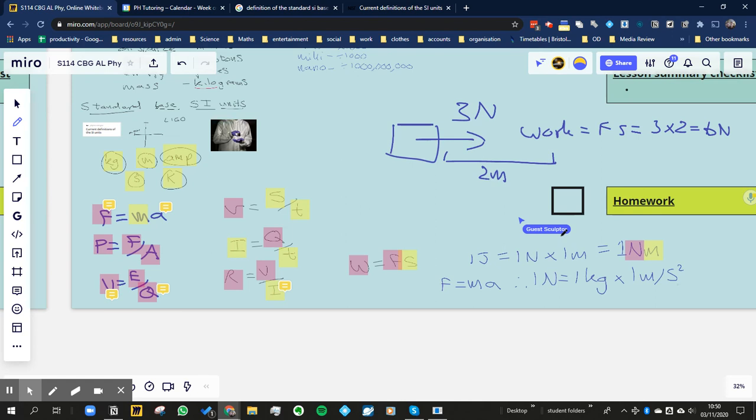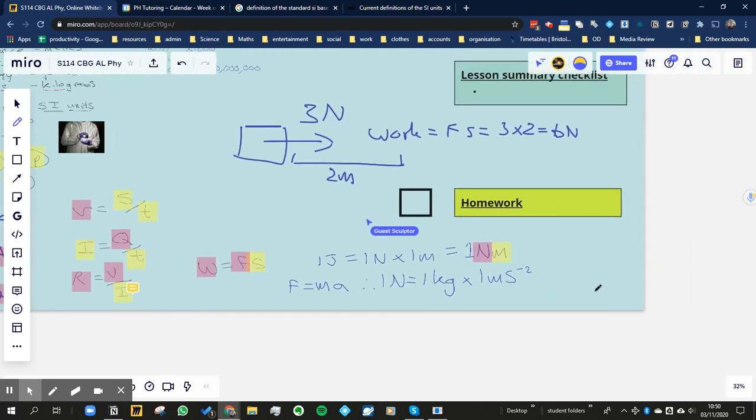Now, when we do A level, what we want to do is get rid of this slash. We don't like slashes in A level for some reason. So what we're going to do instead is rub that out and write meters second to the -2. It means the same thing, but that's what we're going to write from now on. So 1 newton is equal to 1 kilogram times 1 meter second to the minus 2, which you just rewrite as, you don't even really need to write the 1, kilogram meters second to the minus 2.